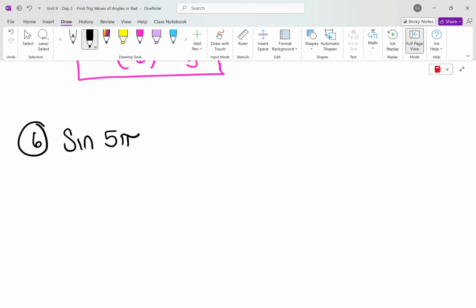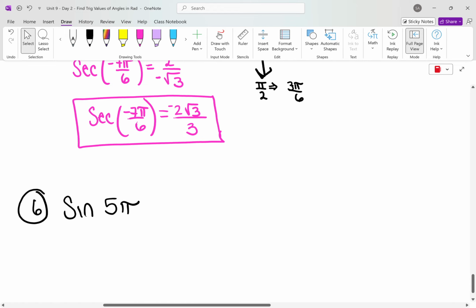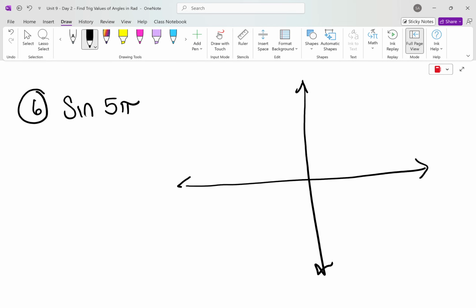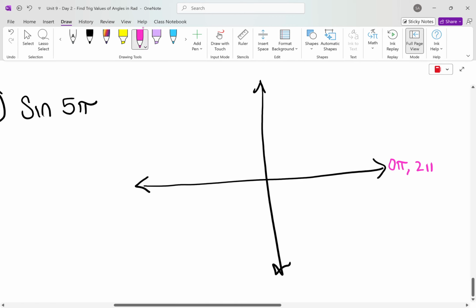Okay, next one. I want the sine of 5 pi. Is this any special triangle? It is a special angle. How do you know that? Because there's no denominator. So what does that mean? It's going to be on one of the axes.